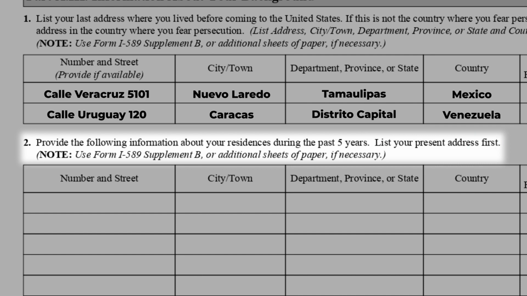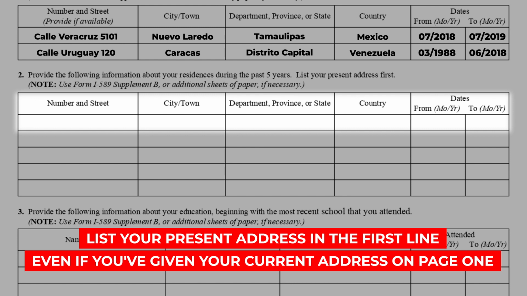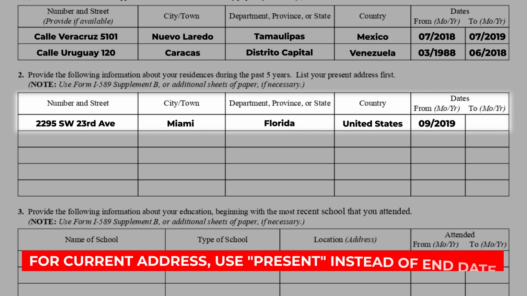Now, note that the instruction says, list your present address first. So that's what you should do in this first line under number 2, even though you already provided your present address up on page 1. Since this is your present address, there's not actually an end date, right? You're still living there, so there's not a month and year in which you stopped living there. In the far right column, you could put the month and year in which you're submitting your asylum application. But I recommend that you instead write the word present to signify that you're presently living there.